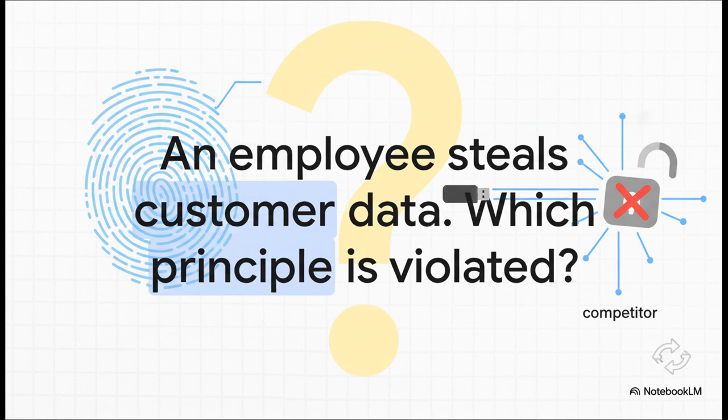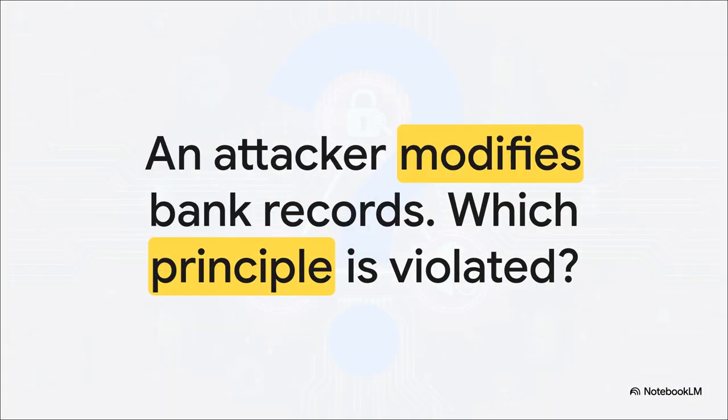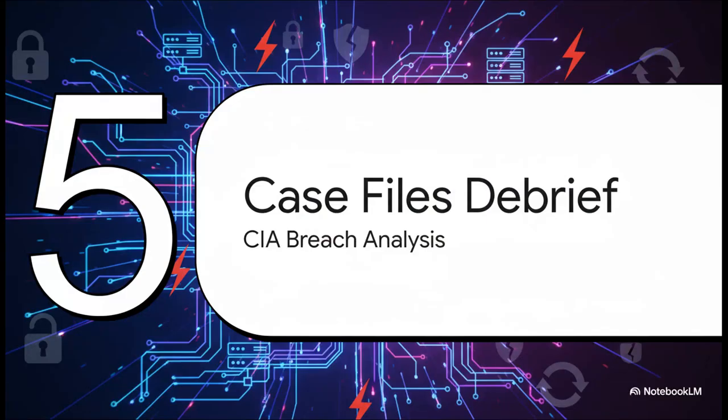Which principle was violated? And for our final case, an attacker manages to intercept a bank transfer. They secretly change the payment amount from $5,000 to $500,000 before it ever reaches the bank. The data has been altered. The records are now wrong. What's the violation here?